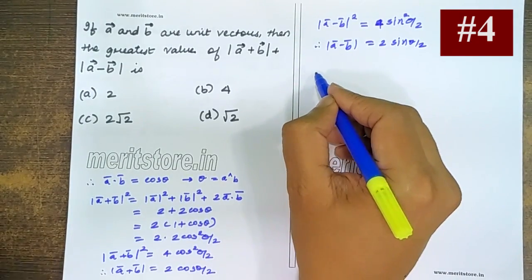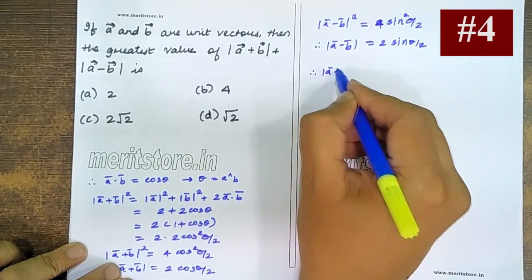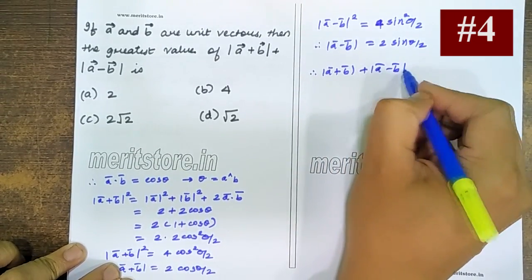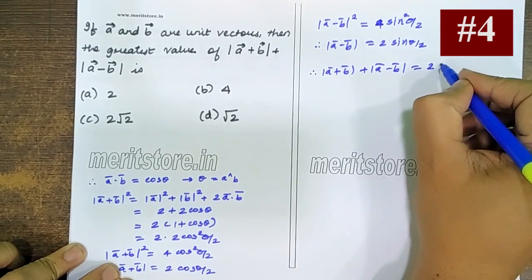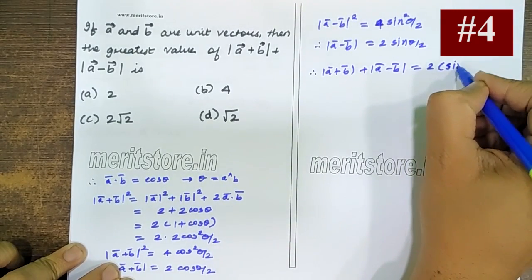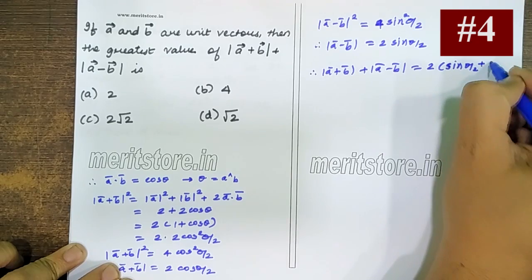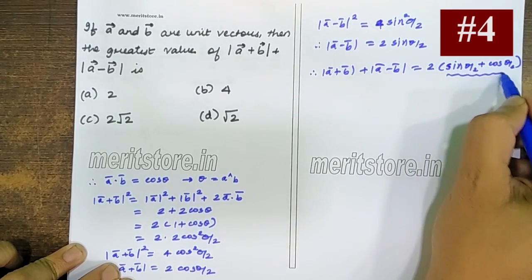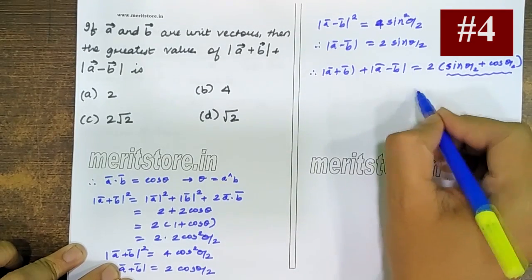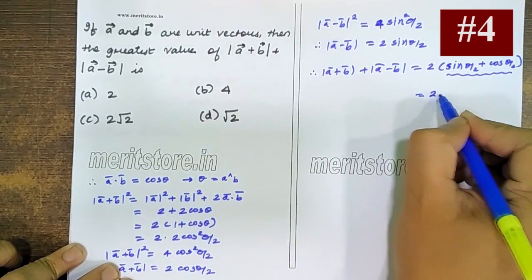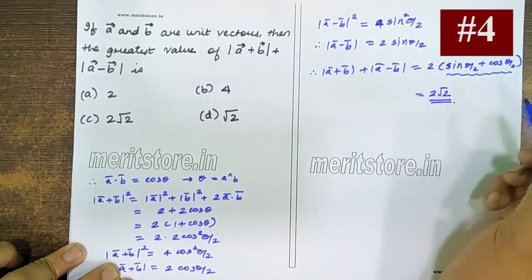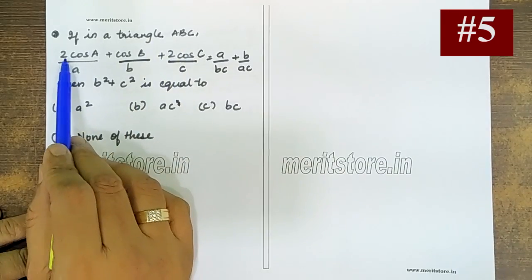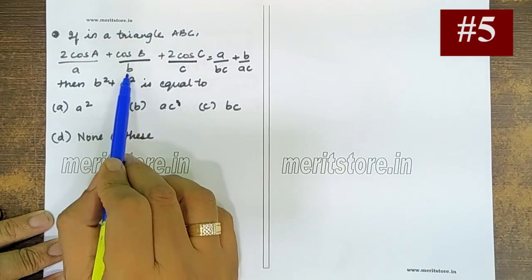Now if you add these two values, so magnitude of A bar plus B bar plus magnitude of A bar minus B bar is equal to 2 will take common, in bracket it is sin theta by 2 plus cos theta by 2. Now the greatest value of sin theta by 2 plus cos theta by 2 is root 2. So the greatest value will become 2 root 2. So answer is C.